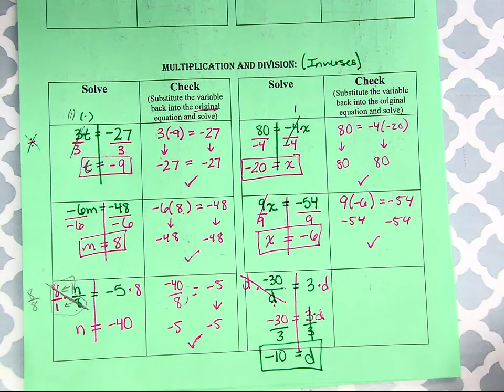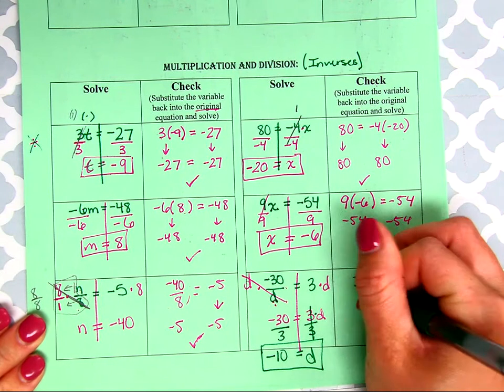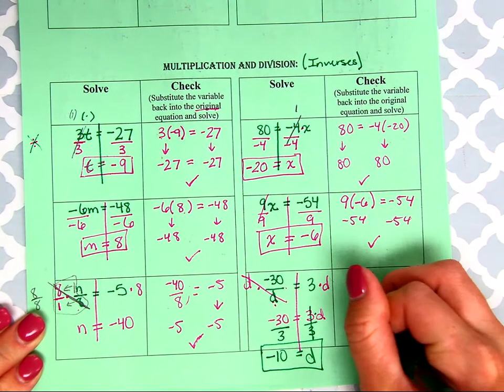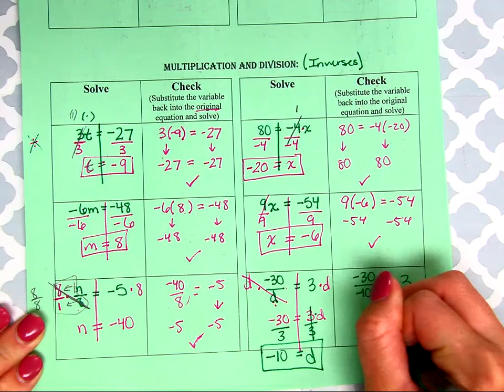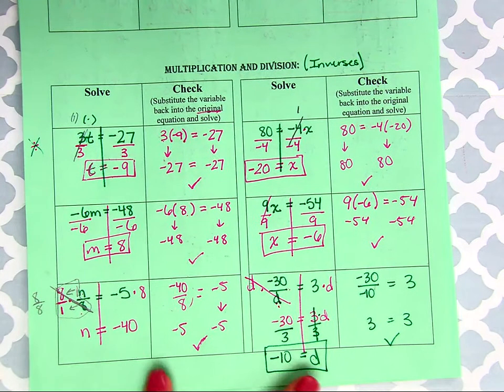So to check, negative 30 divided by d is supposed to equal 3, and it does. Okay, so the division ones are the trickier ones.